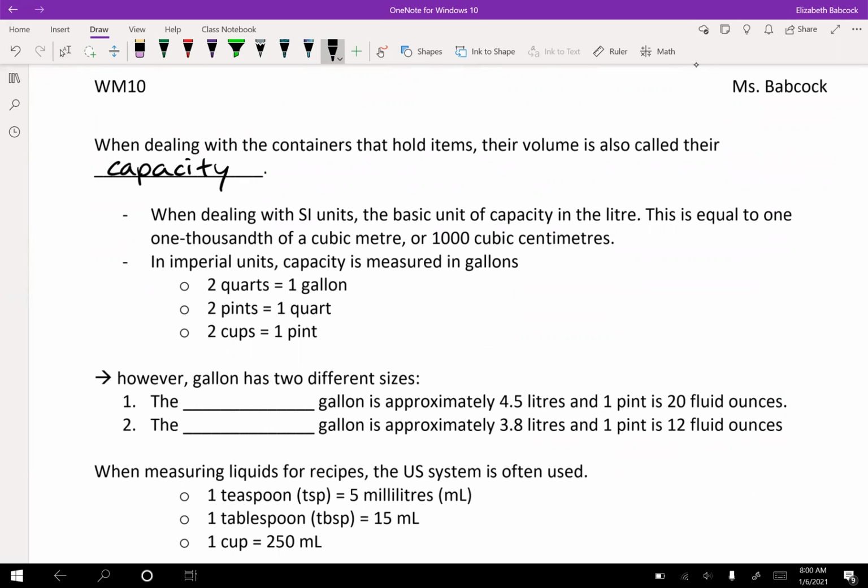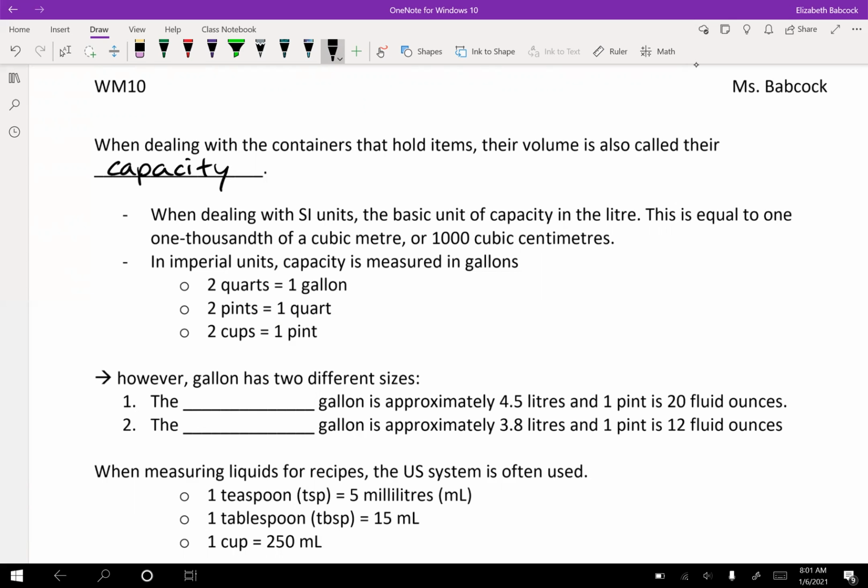Okay. So when you're dealing with SI units, your System International units, remember that the basic unit of capacity is a liter. This is equal to 1/1000th of a cubic meter or 1,000 cubic centimeters. When you're dealing with imperial units, capacity is measured in gallons. However, they have a whole bunch of different units. So you have 2 quarts is equal to 1 gallon, 2 pints is equal to 1 quart, and 2 cups is equal to 1 pint.